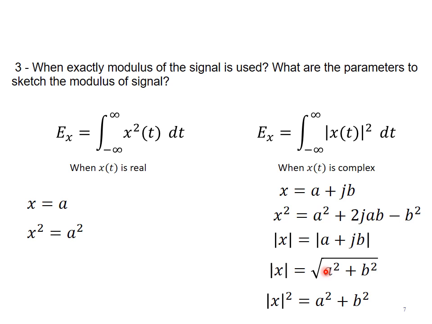So the modulus is basically the square root of the square of the imaginary part plus the square of the real part, right? And when you take the square of the modulus, you will get simply a square plus b square, and in that way you can see it doesn't have any negative part. This function would never be negative, right? Whatever the values of a and b are. So that is why when the signal is complex, we take the modulus first.